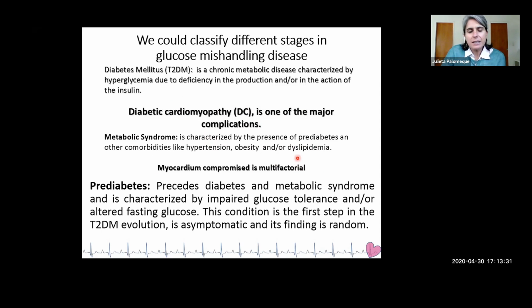But at the very beginning, there is the prediabetic stage. Prediabetes precedes diabetes and metabolic syndrome, and is characterized by impaired glucose tolerance and/or altered fasting glucose. This condition is the first step in the evolution of type 2 diabetes mellitus. It's asymptomatic and its finding is random. And it is very important because it's not usually diagnosed, because you don't have signs or symptoms of prediabetes.